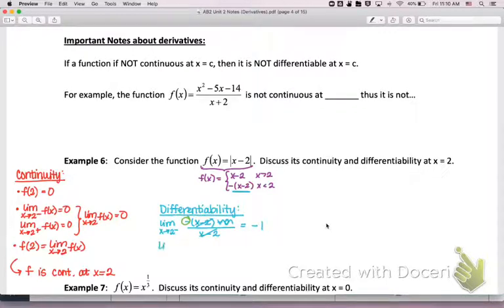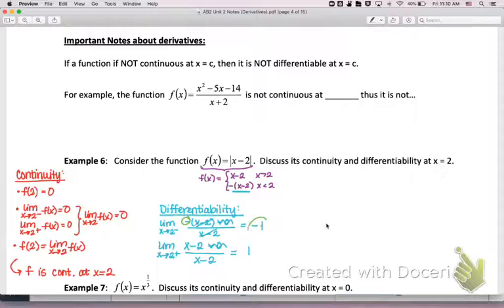Now let's look at the limit from the right. The limit as x approaches 2 from the right is going to be (x minus 2) minus 0 over x minus 2. Again, the minus 0 is irrelevant. These divide out exactly, and they equal positive 1.